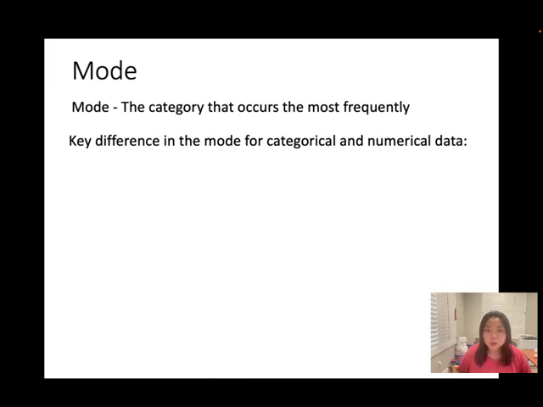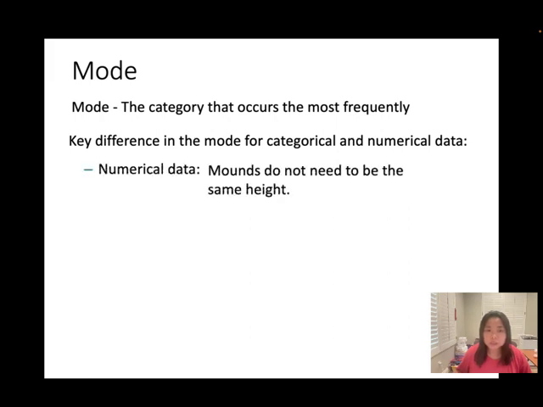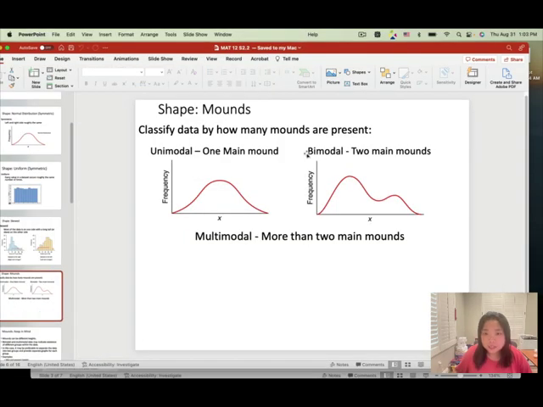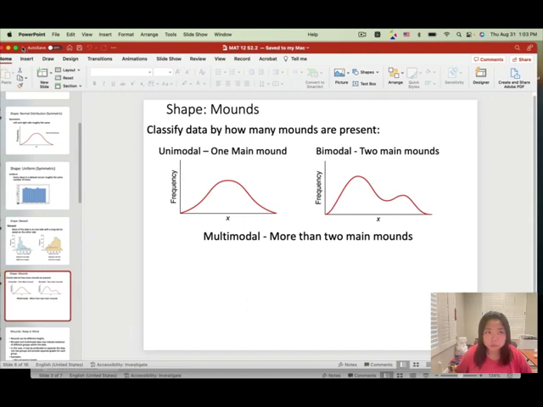There is a key difference in the mode for categorical and numerical data. For numerical data, remember we look at the distribution and see the peaks. We have unimodal, bimodal, or multimodal. The peaks do not need to be the same height. Remember the example? This is a numerical distribution. We have a bimodal here. We have 2 peaks, and they do not necessarily have the same height.